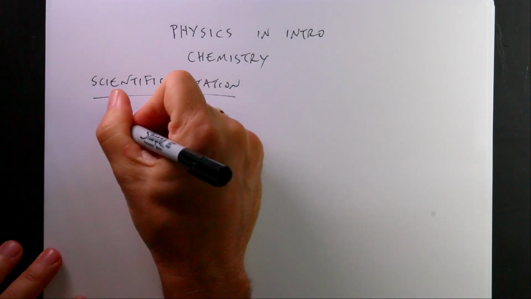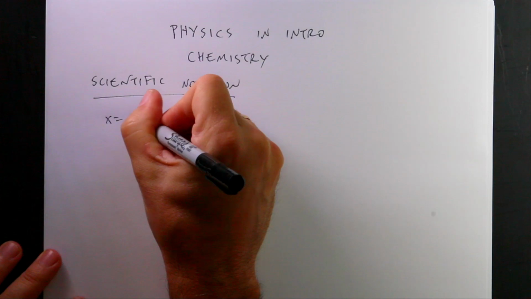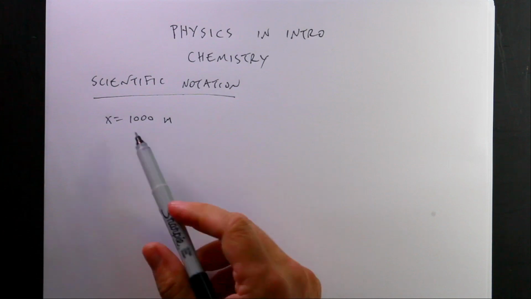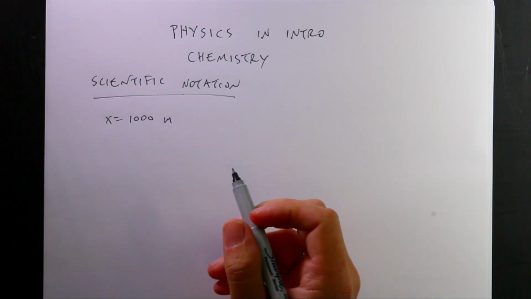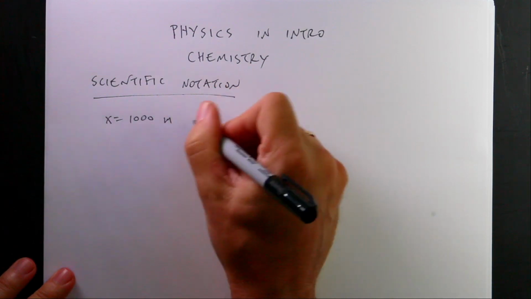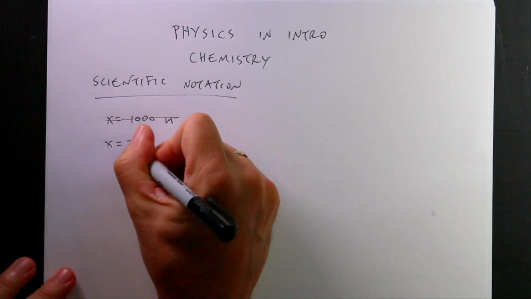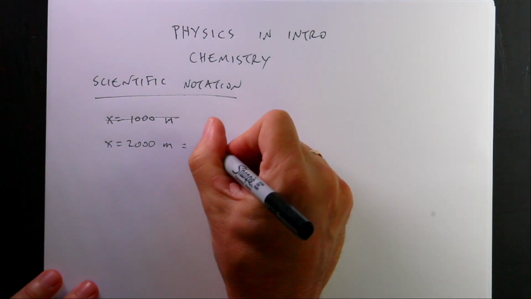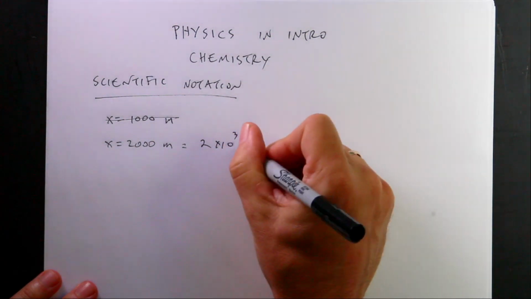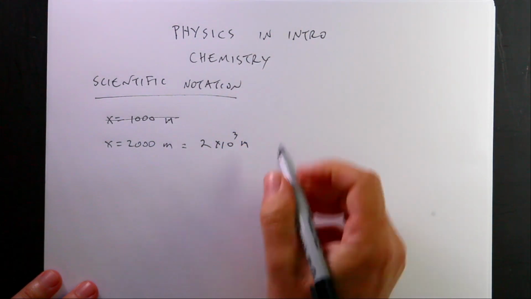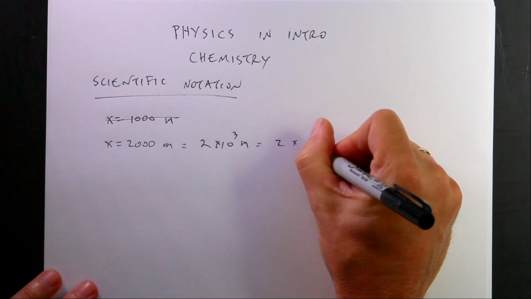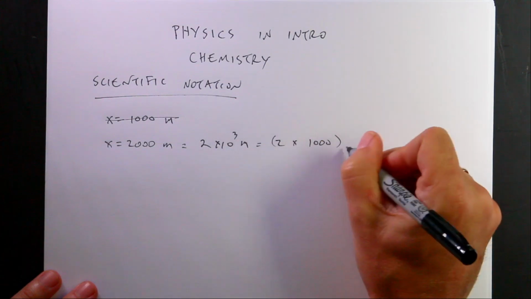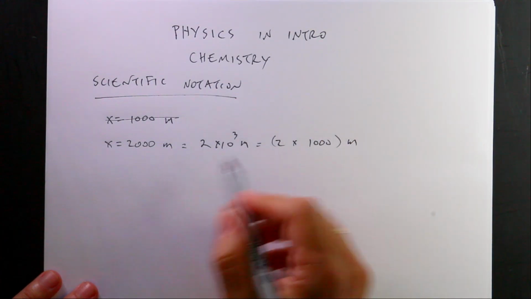The first thing is, let's say I have some distance x equals 1,000 meters. It's not a big deal to write 1,000 meters just as 1,000, but let's say I have x is 2,000 meters. Well, you can also write this as 2 times 10 to the third meters, right? Because 10 to the third is a 1 with 3 zeros, and it still has the units of meters. And 2 times 1,000 is 2,000, so I get the same thing.